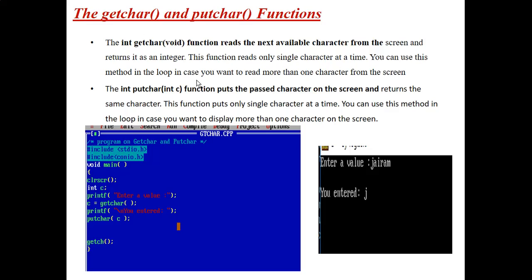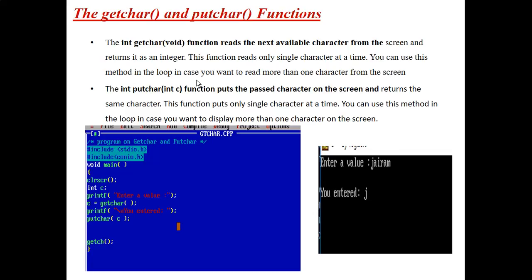Next, getchar and putchar functions in C programming language. The getchar function reads the next available character from the screen and returns it as an integer. It takes the character from the keyboard, waits for a while, and returns it in integer form.